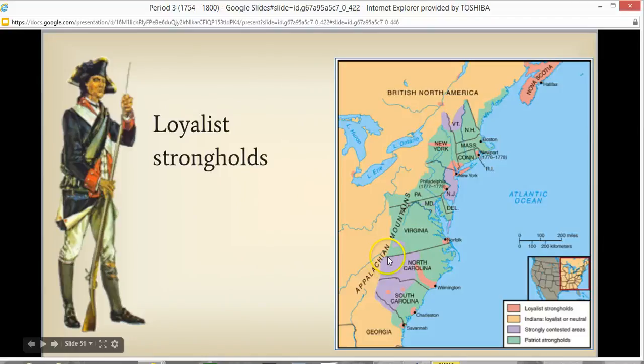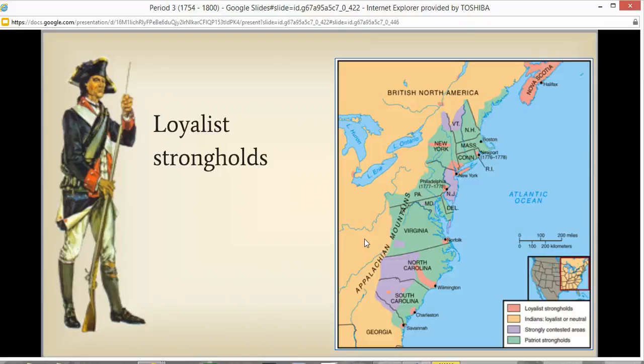And you can see the Native Americans. The Native Americans are either going to be loyalists or they're going to be neutral. A lot of them will be loyalists because they feel as though they'll get a better deal from the British than they would from the American colonists. Mainly because, remember, it was the British that adopted that Proclamation Line of 1763, and so the Indians believe that their land will be protected, at least to an extent, by Great Britain if Great Britain wins this war.